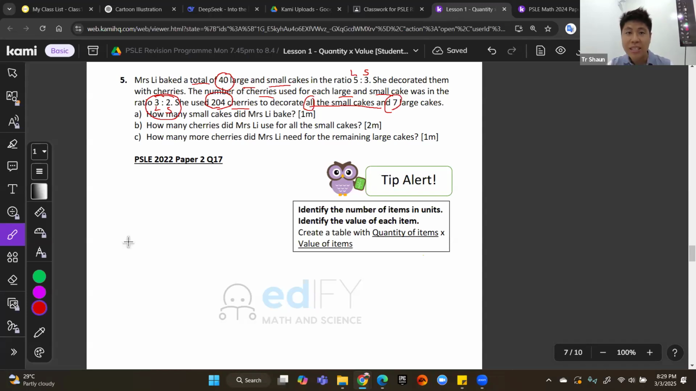So you can see here, there's number of cherries, there's small and large cakes. So there are different values. Once they have different values like that, it's a quantity times value question. Okay, so let's first start. How many small cakes did she bake? So this is a 1 mark question.